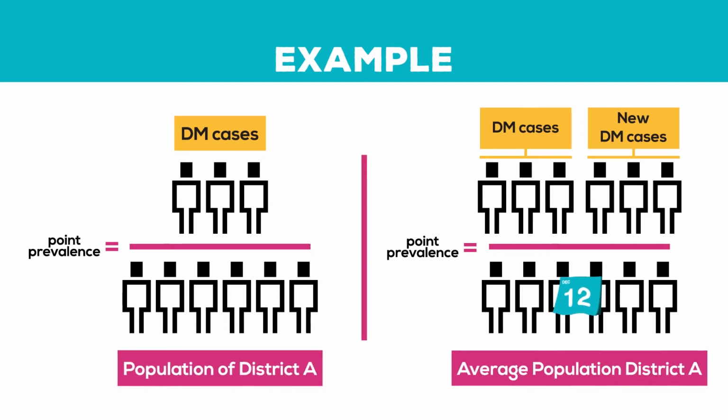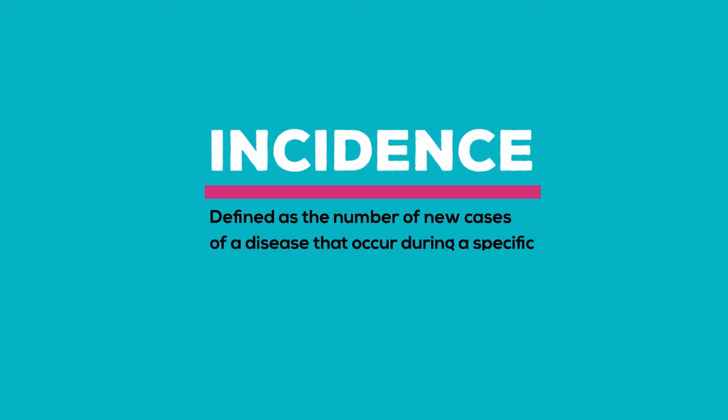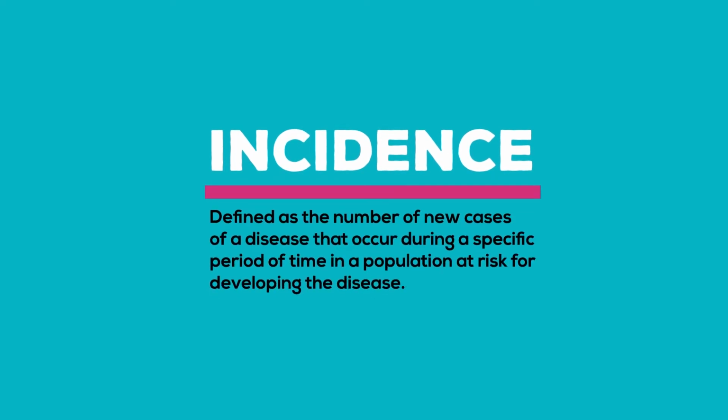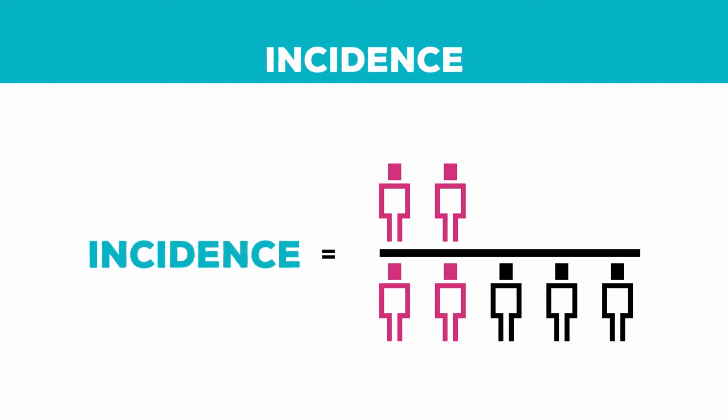Prevalence can be viewed as a snapshot at which we determine who has the disease and who does not, but we are not determining when the disease developed. Incidence is defined as the number of new cases of a disease that occurred during a specific period of time in a population at risk for developing the disease. The critical element in defining incidence rate is a new case of disease, or new event.